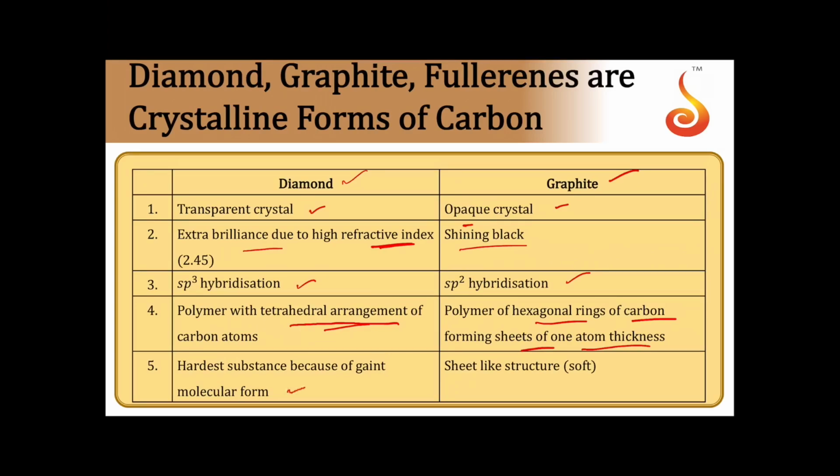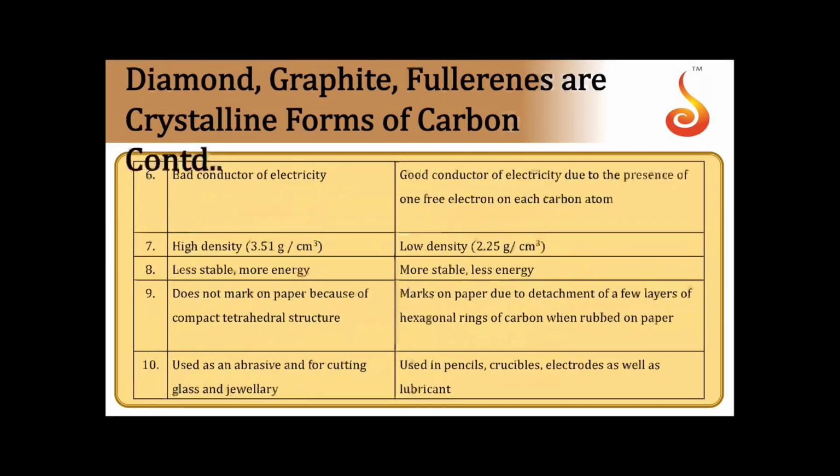Diamond is the hardest substance, because of a very huge polymeric structure. Graphite is a sheet-like, very soft structure. One layer can move over the other layer and thereby is very much soft in nature. Then conductivity: diamond is a bad conductor because all electrons are completely used up in bonding. Graphite is a very good conductor because of the presence of one free electron upon each atom. That free electron starts moving throughout the crystal structure.